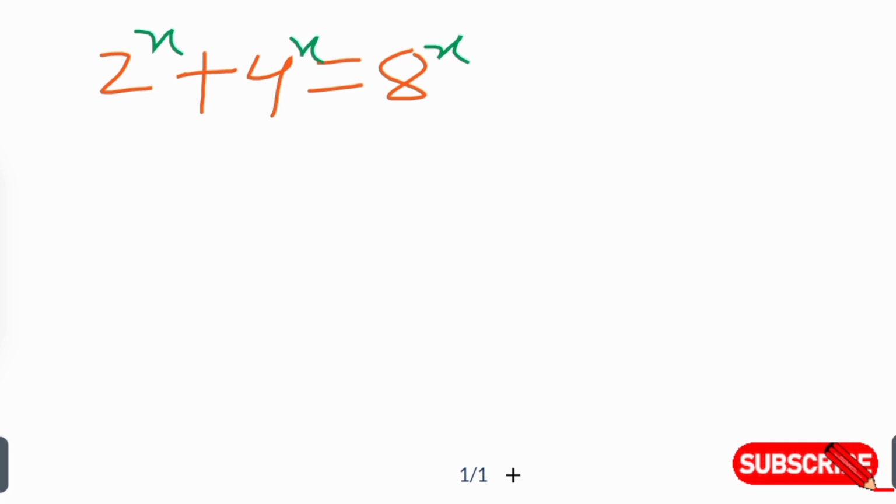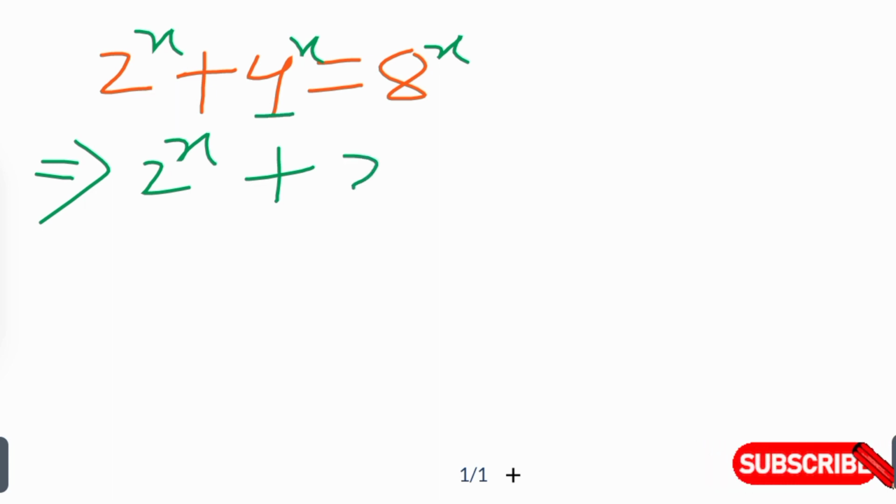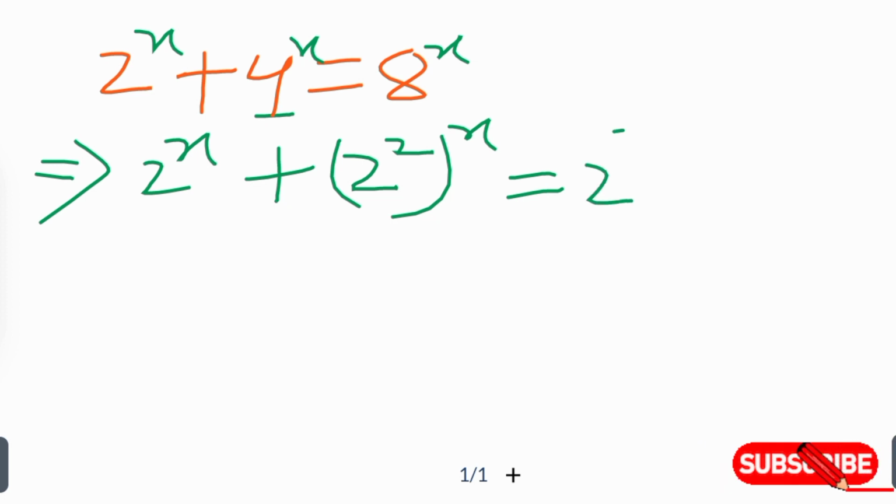So here what we can do is take 2 to the power x plus, in place of this 4, we can write 2 square. All right, and then we have the power x, let's write it as it is, equals to, in place of 8, we can write 2 cube. All right, and we have power x, let's write here power x.